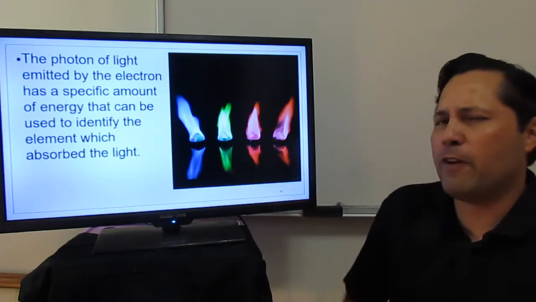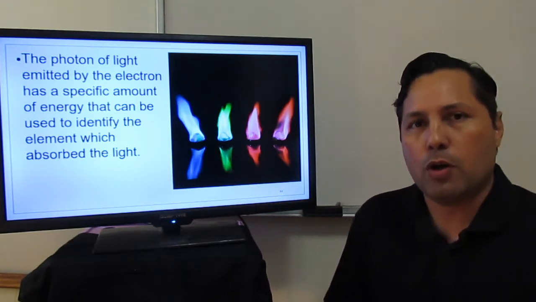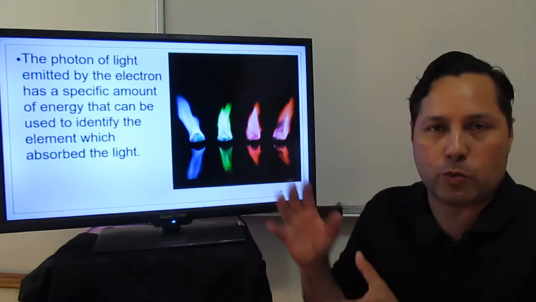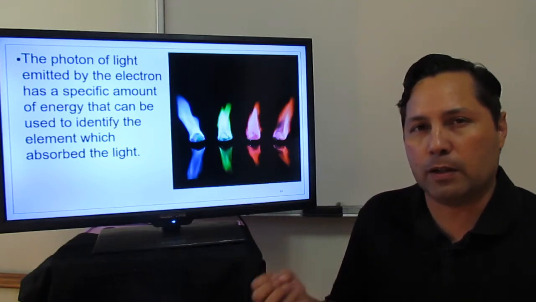Alright, and very much the same way, if you've ever seen a fireworks show, a firework explodes and it might be green, and the next one's blue and the next one's white, and you might be wondering, how do they achieve the different color flames?